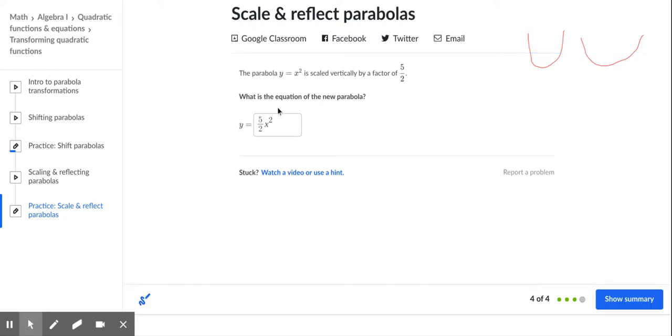All right, I already checked this one because I was trying to see if they were being tricky. They're not. So you're just multiplying again like we did on the first one. Scaled vertically is the same thing as scaled. You're just multiplying by whatever this number is.